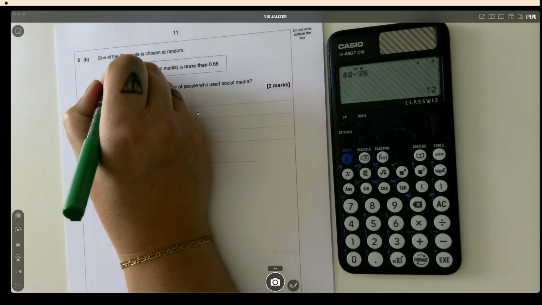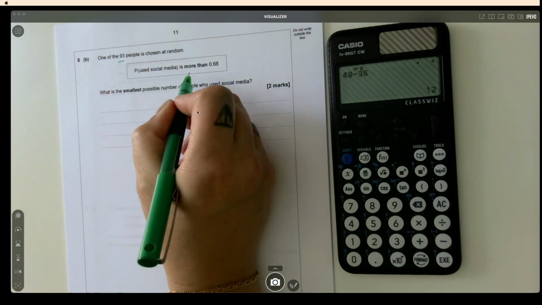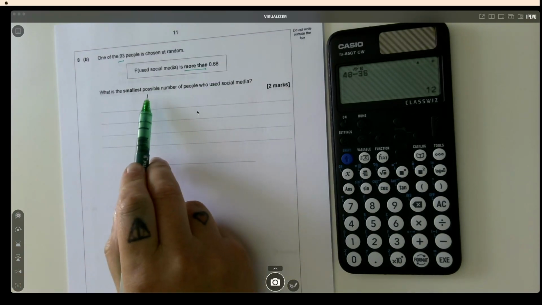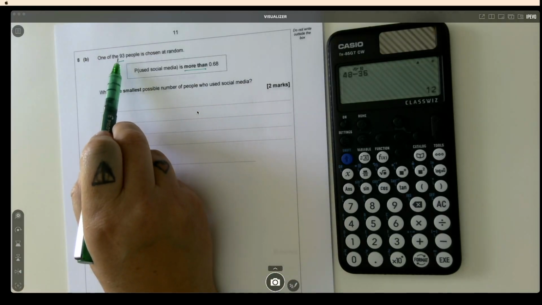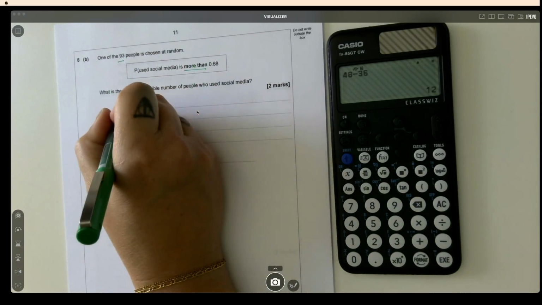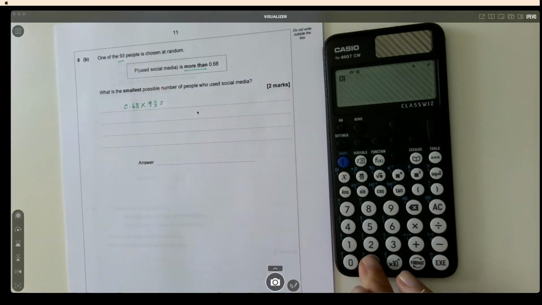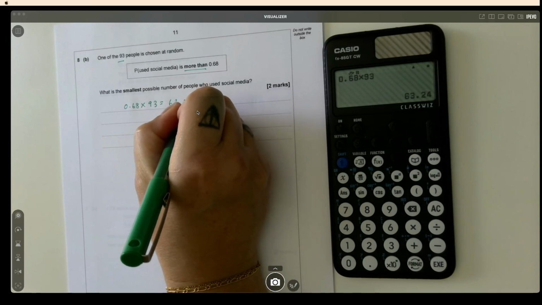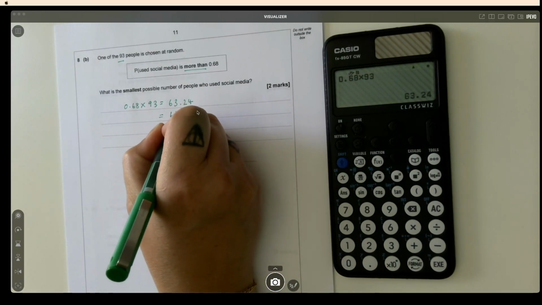8B. One of the 93 people is chosen at random. The probability that they use social media is more than 0.68. What is the smallest possible number of people who use social media? So we need to find out how many of these 93 people use social media. So we're going to take that probability and multiply it by 93. So 0.68 multiplied by 93 gives us an answer of 63.24. We can't have 0.24 of a person, so we're going to round that to 64.